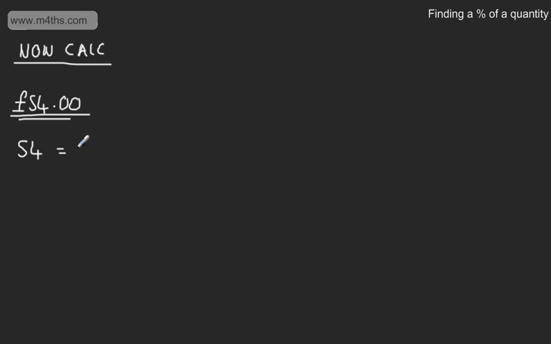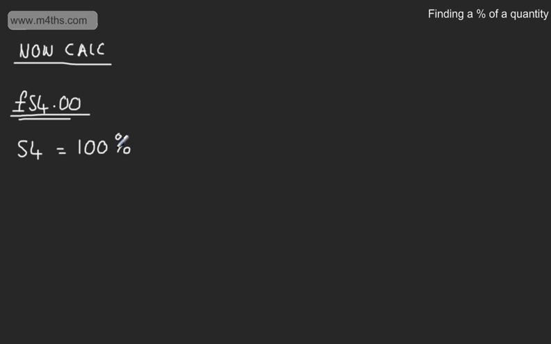Okay, let's go on to looking at finding a percent of a quantity. I'm going to start off now with non-calculator, and then we'll move on to some examples of the calculator. The non-calculator ones generally are fairly straightforward. So let's start off with £54. What I'm going to do now is find percentages of £54. So what we can say then is that 54 will be equal to 100%.